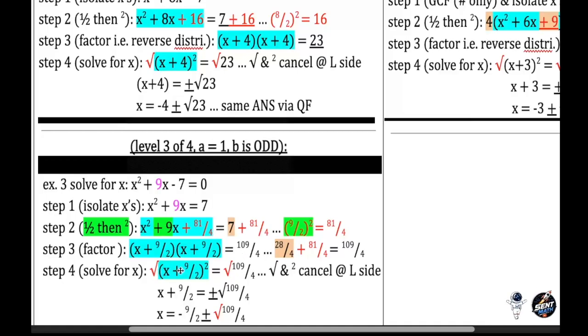Square root both sides, okay? And the square root and the square cancel, and the square root of the right side produces a plus minus, okay? And so now we're left with this, and then you just subtract 9 over 2 from both sides.